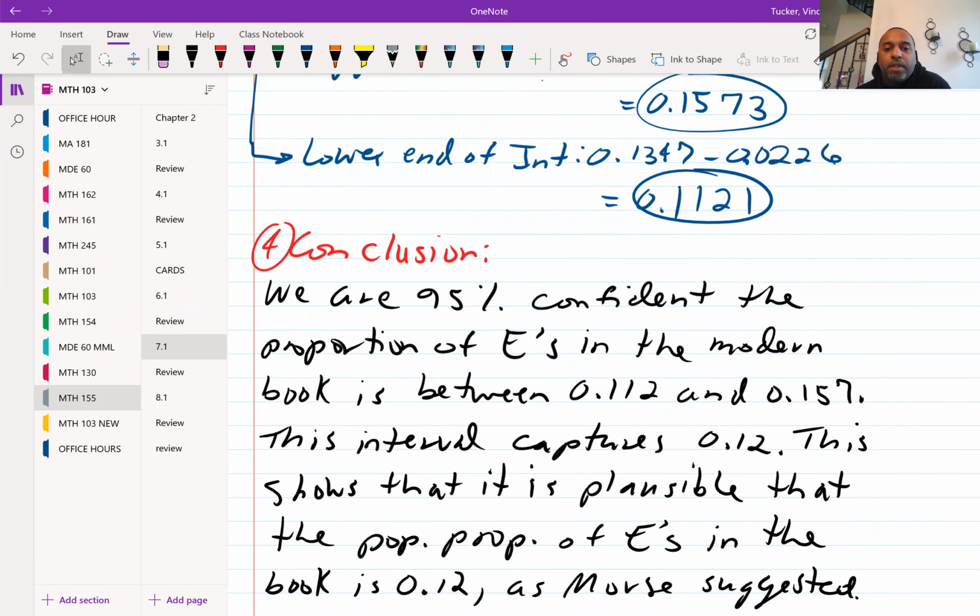So we are 95% confident the proportion of e's in the modern book is between 0.112 and 0.157. Those are these values right here. This interval captures 0.12. So in other words, 0.12 is in between those two numbers. This shows that it is plausible that the population proportion of e's in the book is 0.12, as Morse suggested. So because 0.12 is in your range, it shows that it is plausible that Morse is correct.